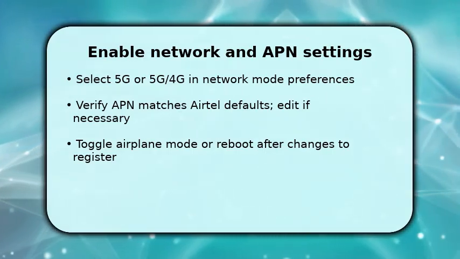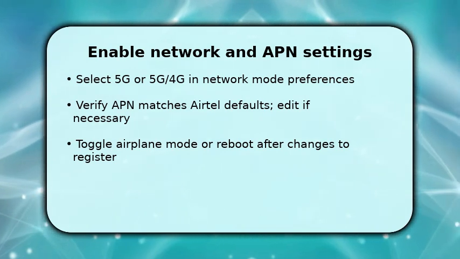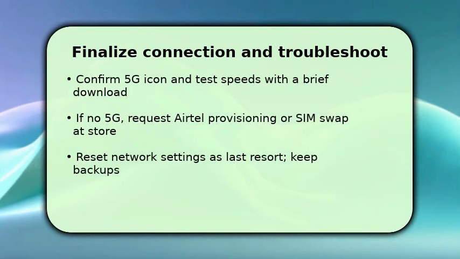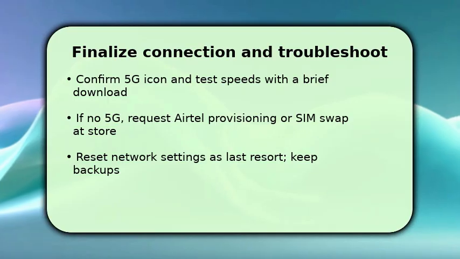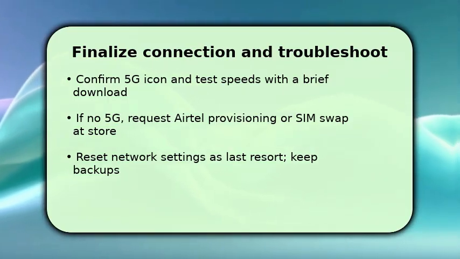If you have manual band controls, avoid forcing incompatible bands. Let the phone pick the best 5G cell. Finally, confirm the 5G icon appears and run a short speed test to validate throughput. You should see lower latency and higher peak speeds.